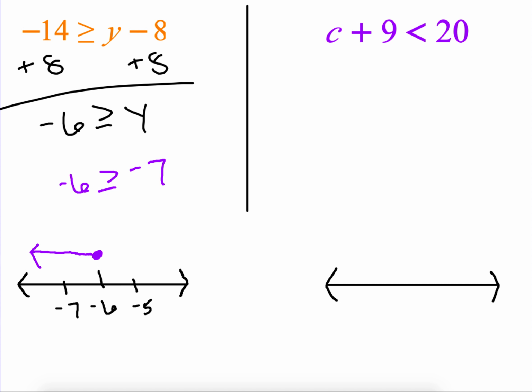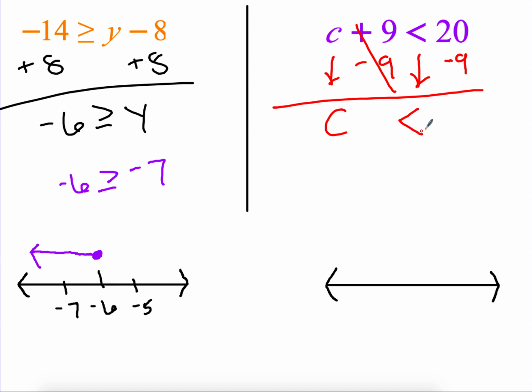Okay, now I'm moving over to this other problem here. Because it's plus 9, minus 9, and I'm going to do it on both sides. Those cancel. Bring down my variable. Got to bring down that inequality symbol, so that's a less than. And then I'm left with 11. So C is less than 11. That means any number smaller than 11 would be true in this inequality.